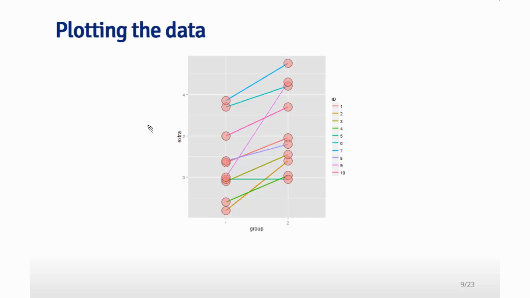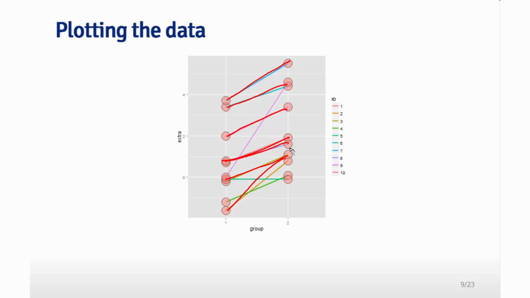Here I plot the data, and again, the code for the plot can be found in the R Markdown file. I've connected each subject with a line. I think it's pretty clear here the benefit from acknowledging that these are repeat measurements on the same subjects.